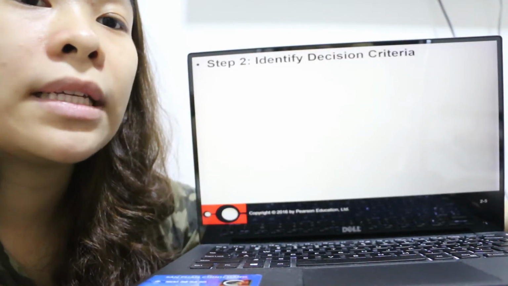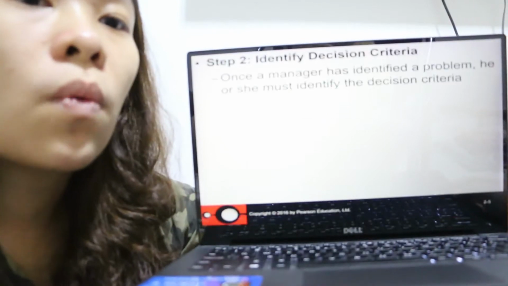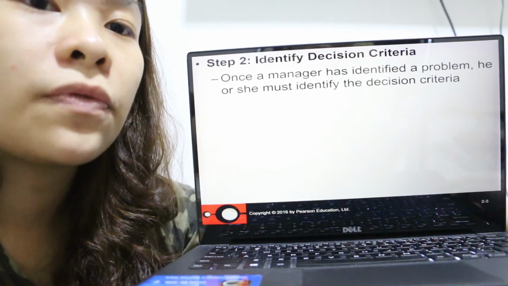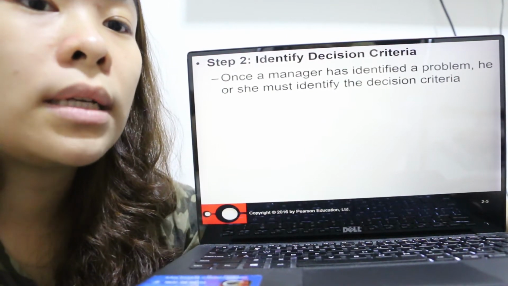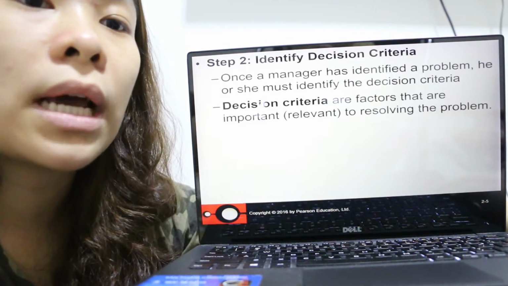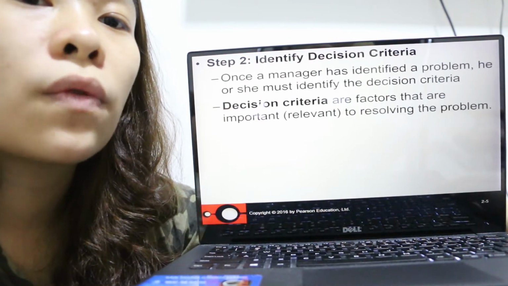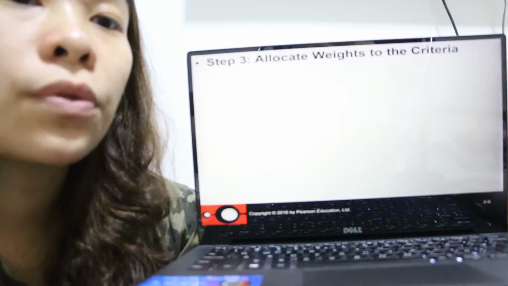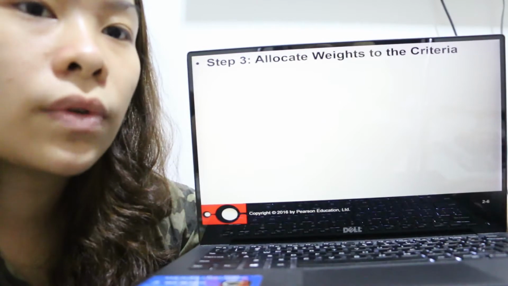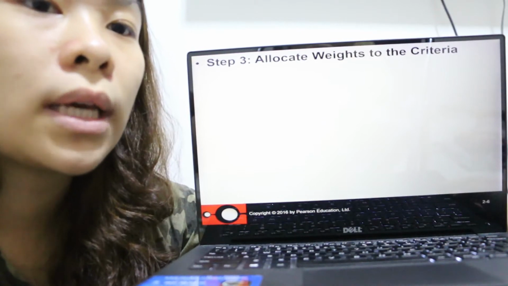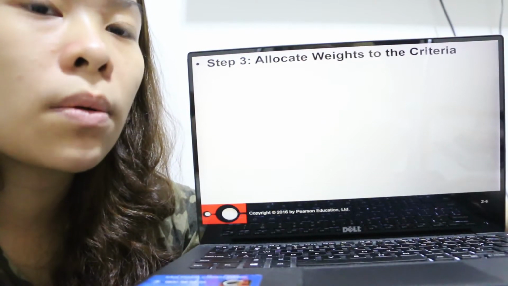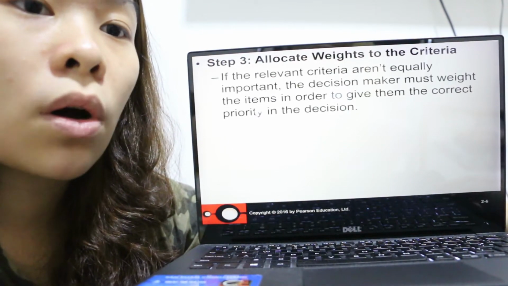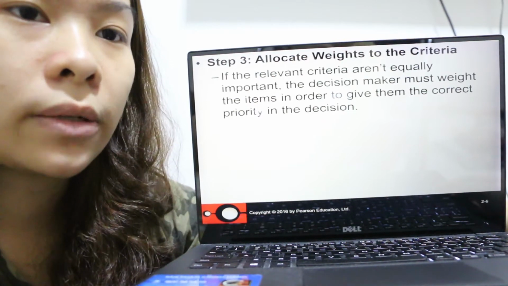Step 2. Identify decision criteria. Once a manager has identified a problem, he or she must identify the decision criteria. Decision criteria are factors that are important to resolve the problem. Step 3. Allocate weight to the criteria. If the relevant criteria aren't equally important, the decision maker must weight the items in order to give them the correct priority in the decision.